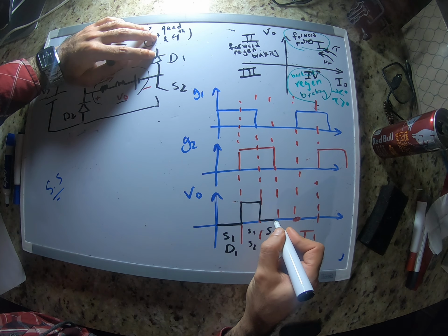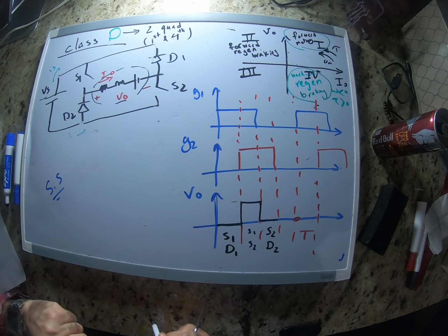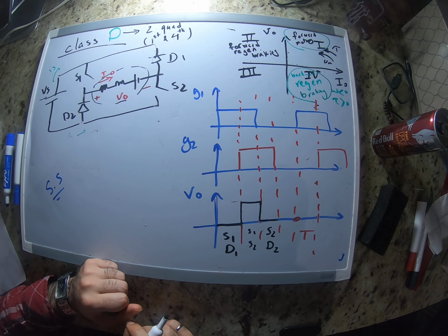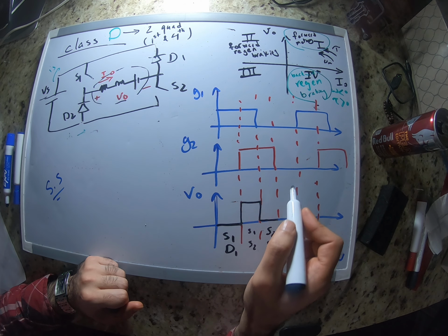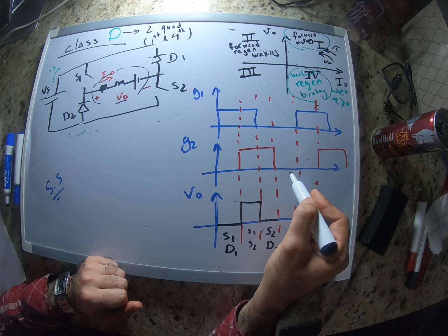Conducting, the voltage is still going to be 0. Okay. Then what happens next? What happens next is basically at this point, both switches are off, right?